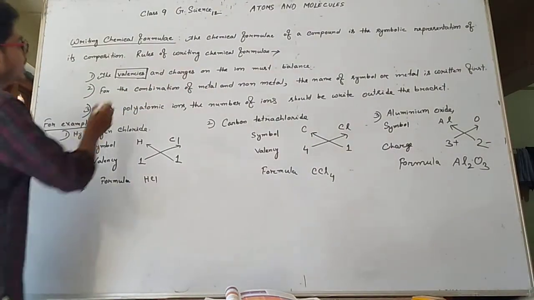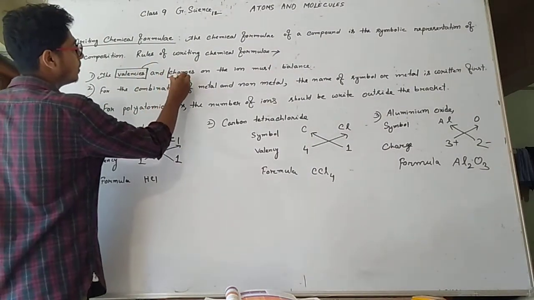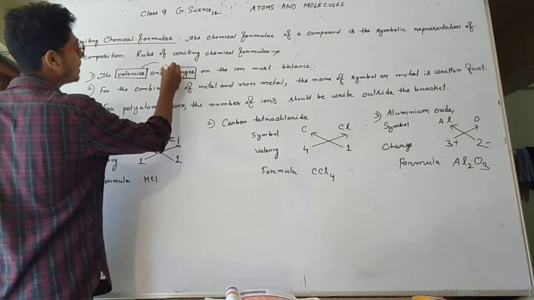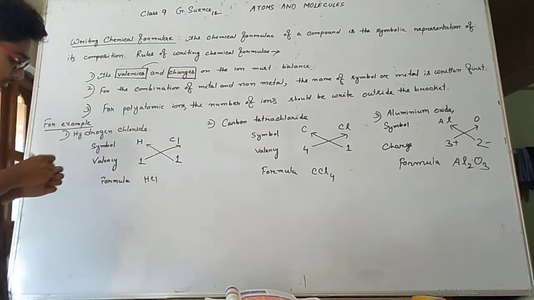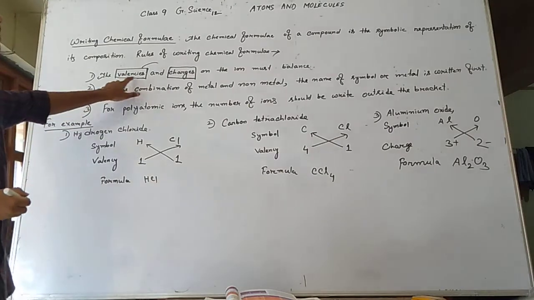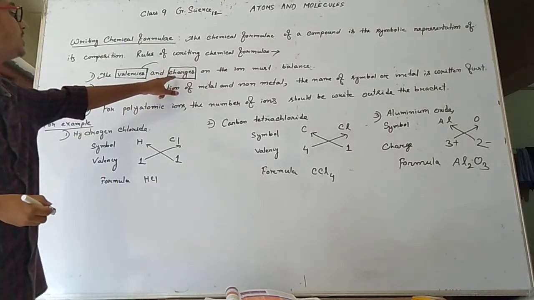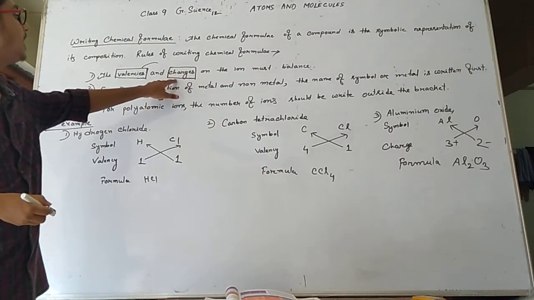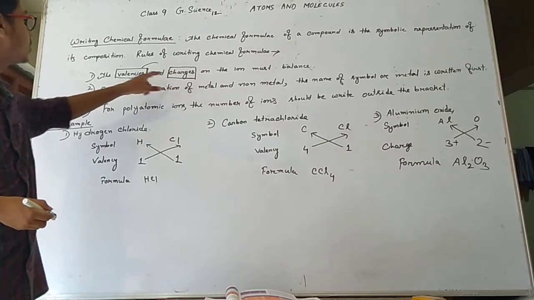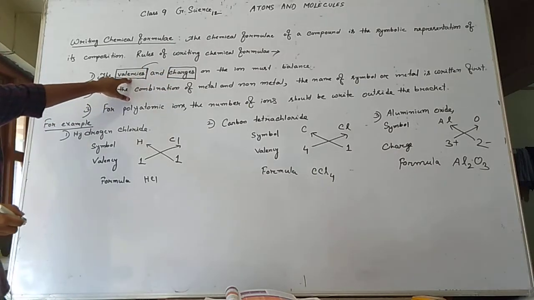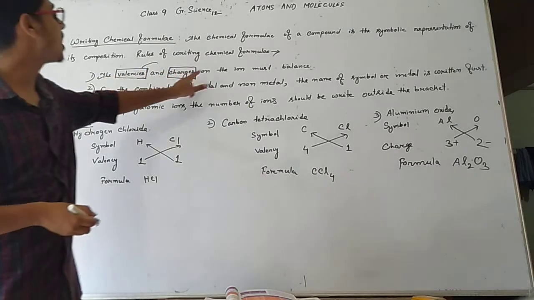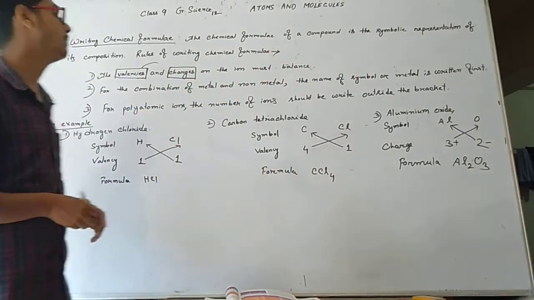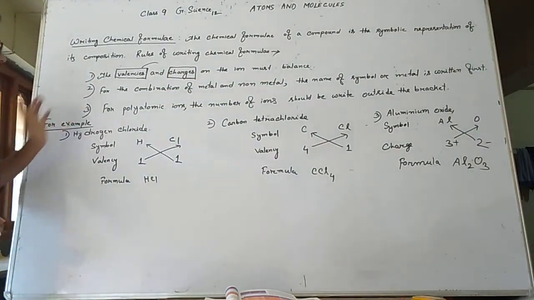Okay? So what is valency? These two are similar, but this one is for the atoms and this one is for the ions. The charge is the combining power of ions, and valency is the combining power of an atom. Valencies and charge on the ion must be balanced. And after that, the second one is what?